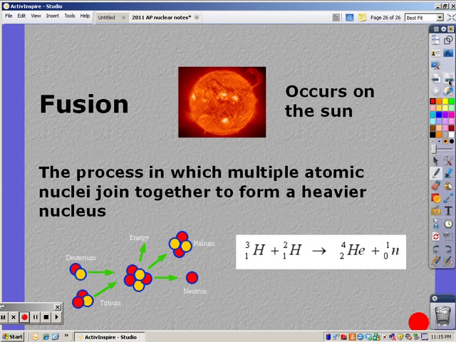Fusion is the process in which multiple atomic nuclei join together to form a heavier nucleus. And fusion is going to occur on the sun. It takes a lot of heat to start this reaction. So you have deuterium and tritium going together to make helium and a free neutron on the sun, as well as lots and lots of energy. The benefit of fusion is there's no radiation given off. So read those two paragraphs in your note packet.